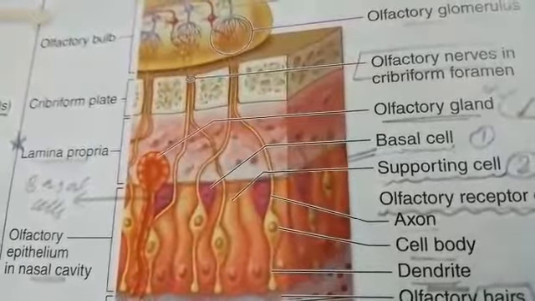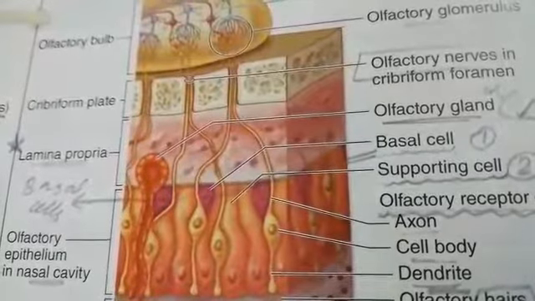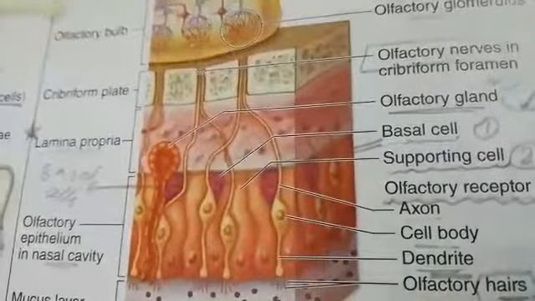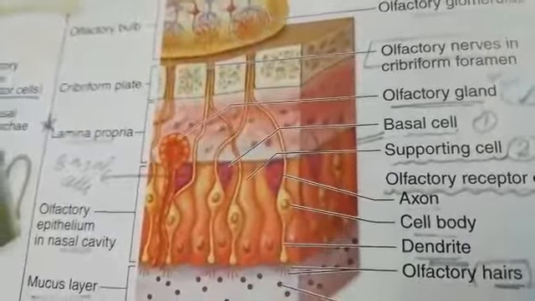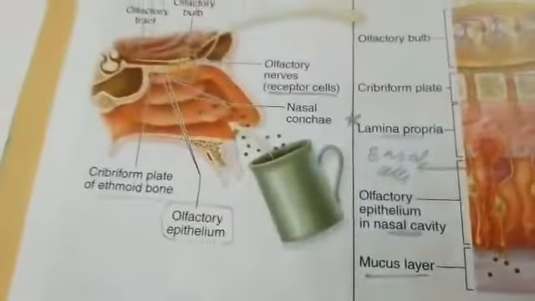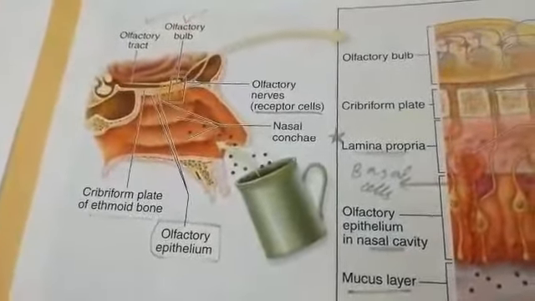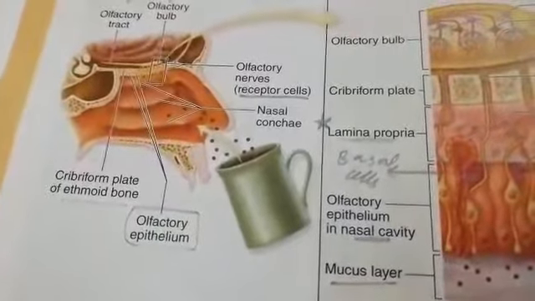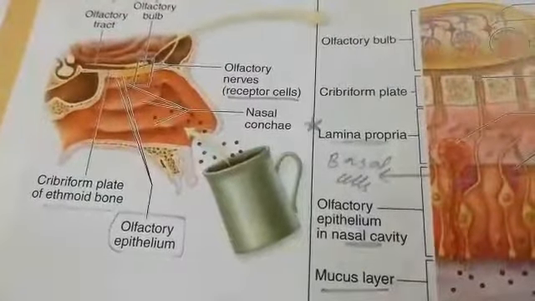Some books write that there are brush cells as well, but in much smaller number. So these are the important things we have to know about the respiratory system. Now we will continue after that with the topic of our practical.